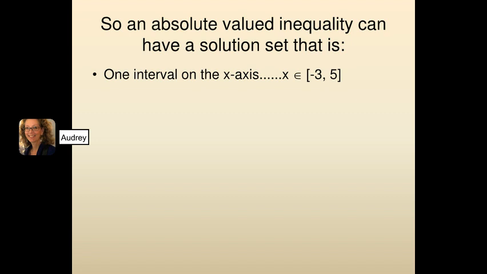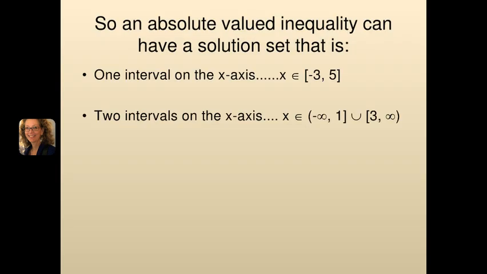So let's summarize things a little bit. When you're asked to solve an absolute valued inequality, you've got to know what to expect. You might end up with a solution set that is one interval. In other words, x belongs to this one interval. Or you might end up with a solution set that is two intervals with a union symbol in between them.